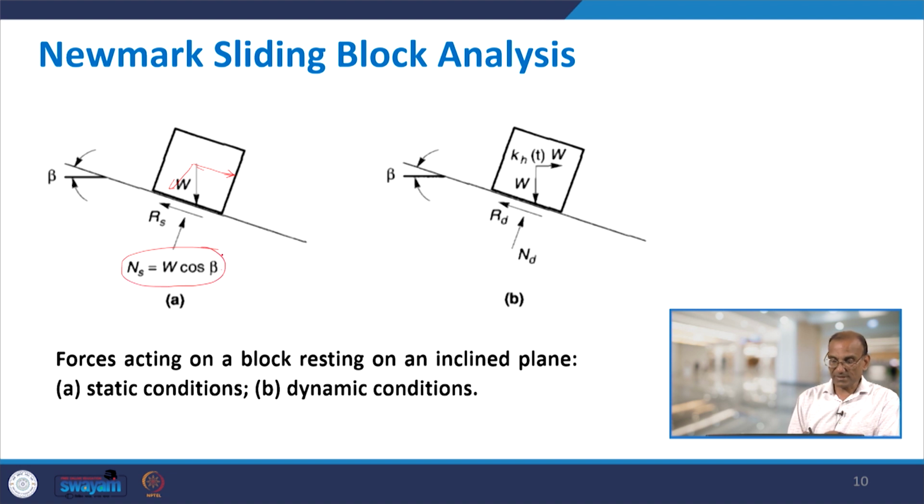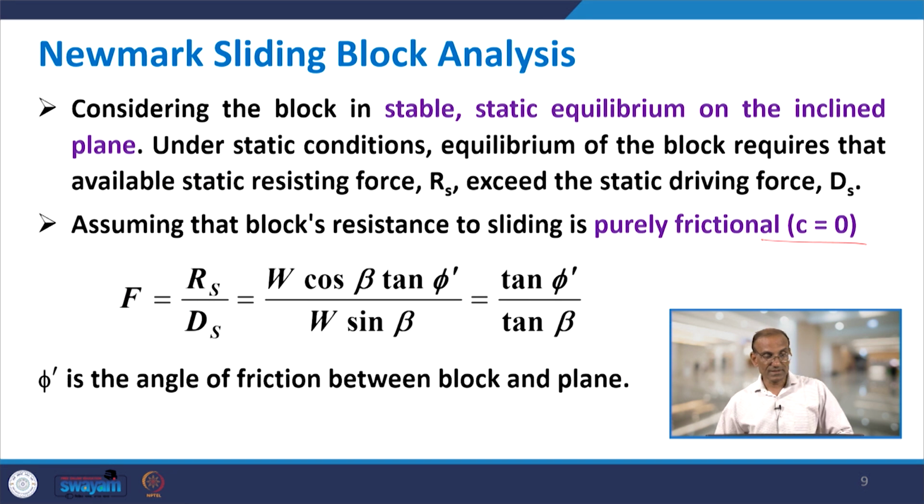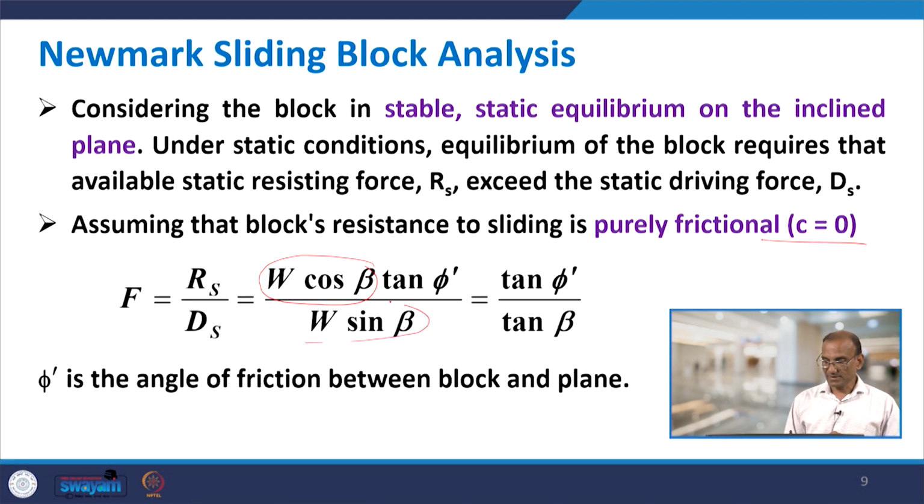W cos beta, if I multiply by tan phi, then you will get the frictional force between the block and plane. So, the friction force is W cos beta multiplied by tan phi. This whole term will be Rs, and W sin beta will be the driving force. Here W cos beta is the reaction, acting perpendicular to the plane, and phi is the friction angle between the block and plane. When C equal to 0, the equation is very much simplified: W cancels out and you are left with the factor of safety as tan phi over tan beta.